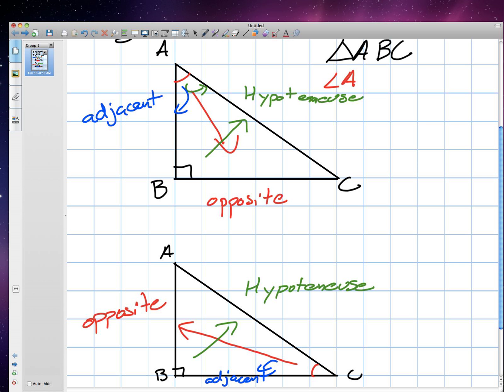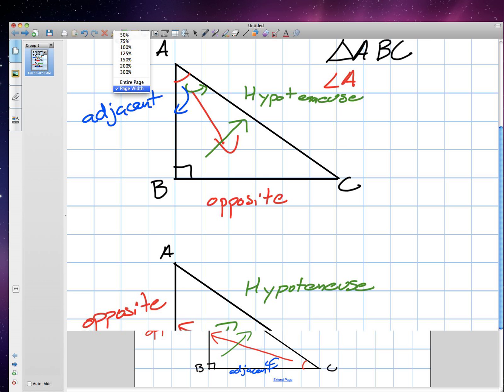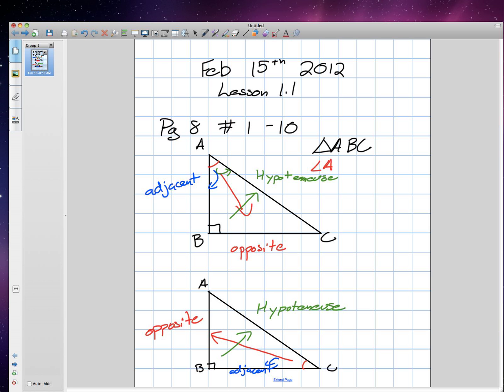Okay? So that's how you go about labeling a right angle triangle. You need to know how to do that in order to use our trig ratios. You have to know what is going to be the opposite side. So this completely depends on what angle of the triangle we're trying to solve or what angle of the triangle we have. Okay? Very important.